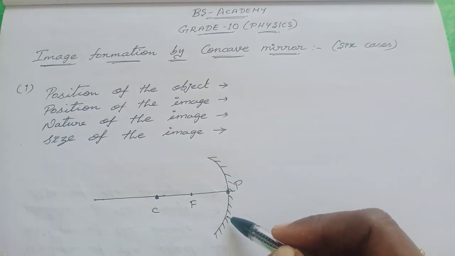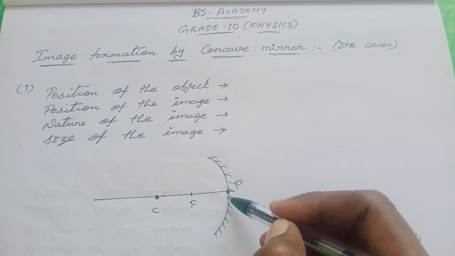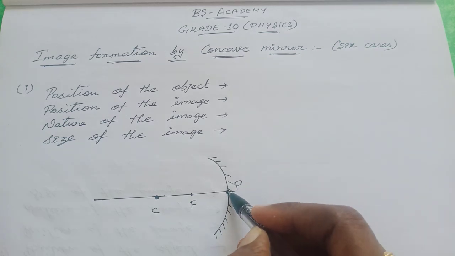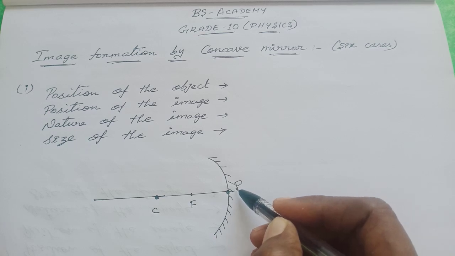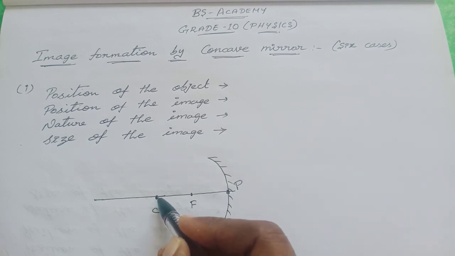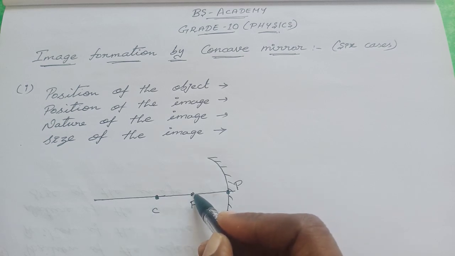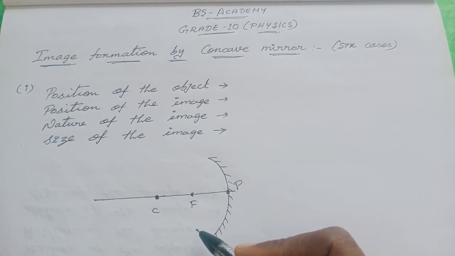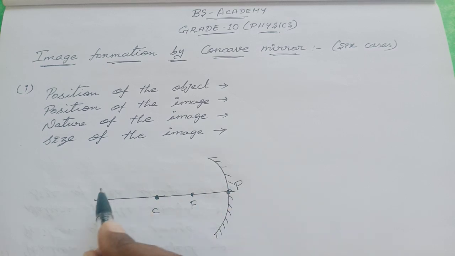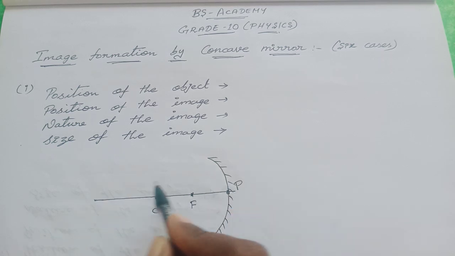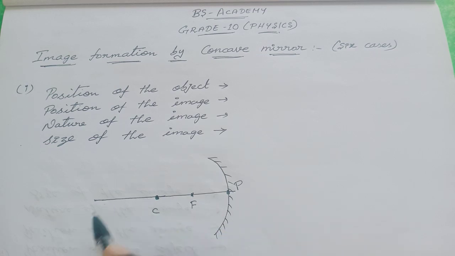This is the faded part of the concave mirror and this is the reflecting surface of the concave mirror. This P is nothing but the pole of the reflecting surface, this is the center of curvature and this is the principal focus. Now we are going to place the object in the left hand side of the mirror, in front of the reflecting surface of the mirror. So always the object should be placed in front of the reflecting surface of the mirror, right? We are going to place the object first of all at a distance of infinity.